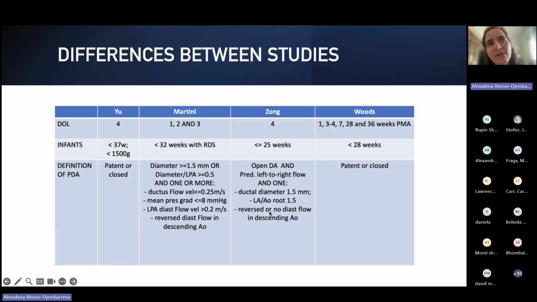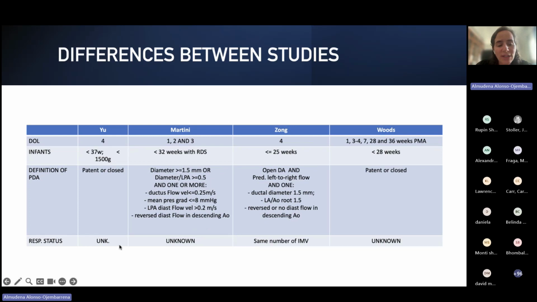But what are the differences or the similarities between these studies? As you may see here, all of them were performed at different moments of life. All of them have different criteria for the inclusion of patients. All of them have different definitions of PDA, but most importantly, we don't know anything about the respiratory situation of these infants included.